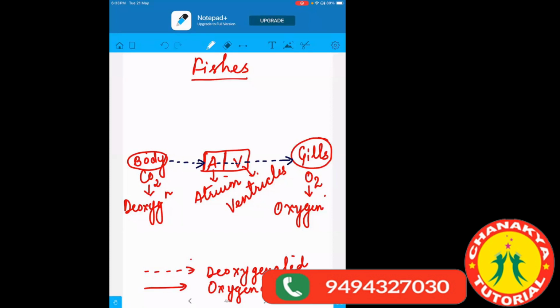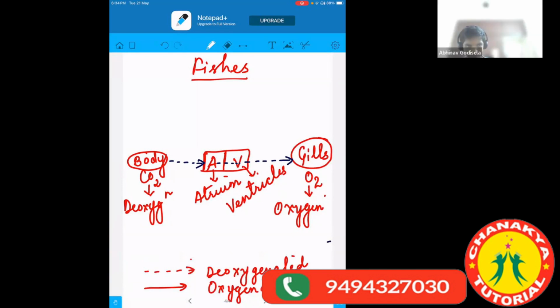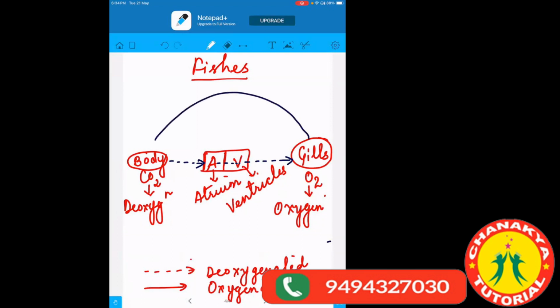Okay. The deoxygenated blood was there in the body. From the body, the deoxygenated blood enters into the atrium chamber of the heart. And when the blood enters into the atrium, it gets full. And because of that, it pushes the blood to the ventricle. Now, the ventricle also gets full of blood, because of which it passes the blood to the gills. Now, as soon as the blood reaches the gills, this deoxygenated blood will be converted into what type of blood now? Oxygenated. Correct. It is converted into the oxygenated.